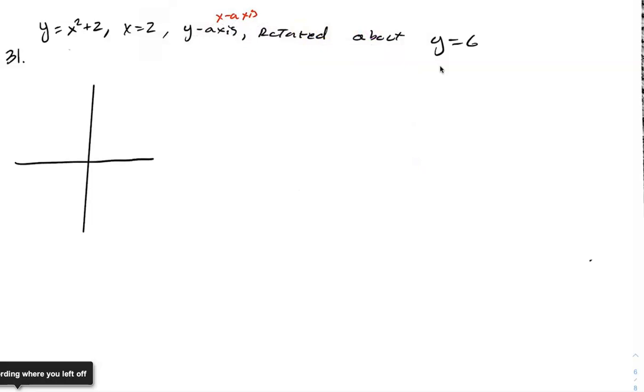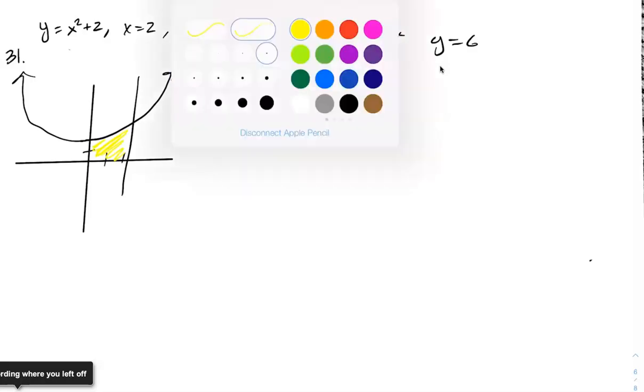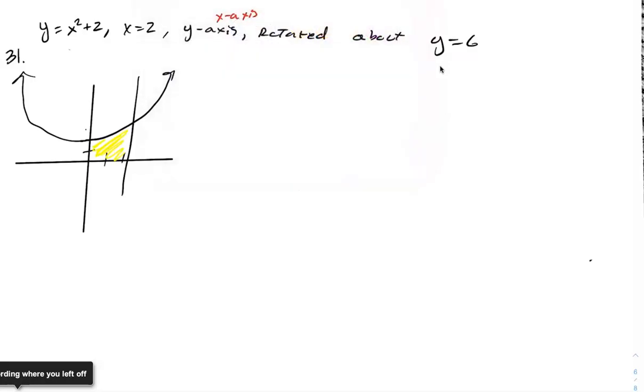So we got that, like that. Go 1, 2. Something to that effect, I get x equals 2. So right here, again, we're going to look for that little region bounded by the x and y axis. But we're going to rotate across y equals 6.